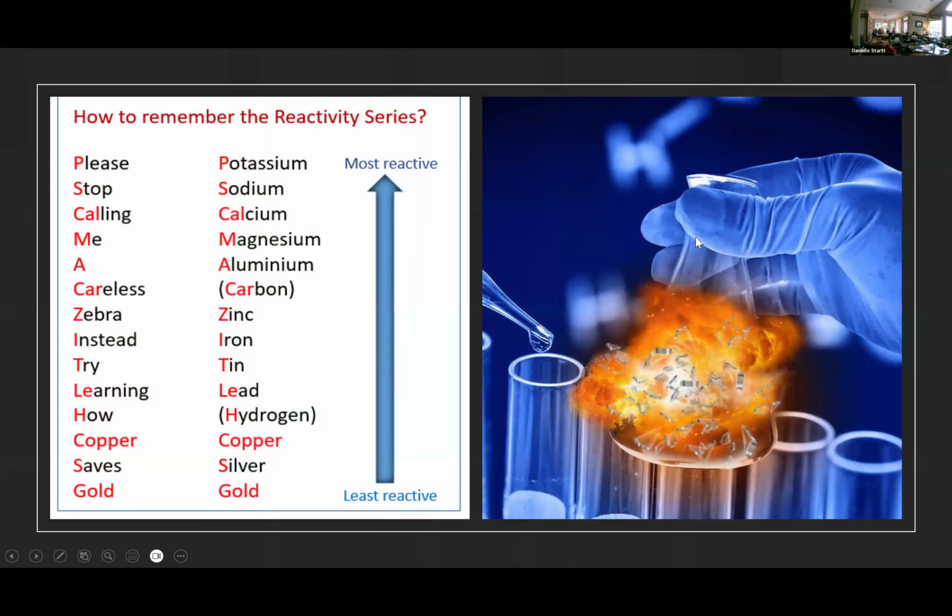All right, so now we have something called the reaction series. Now this shows which of these particular elements are more reactive. And there is a ridiculous mnemonic device that is, please stop calling me a careless zebra. Instead, try learning how copper saves gold. I don't think I've ever been able to memorize that successfully because it's goofy. And you don't have to memorize this reaction series, but it is helpful. Now you can find reactivity charts, which we'll be using in a bit.